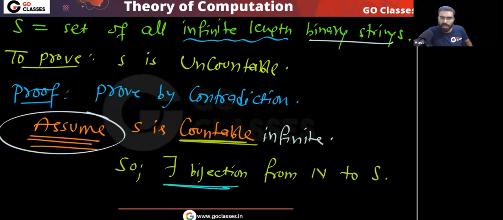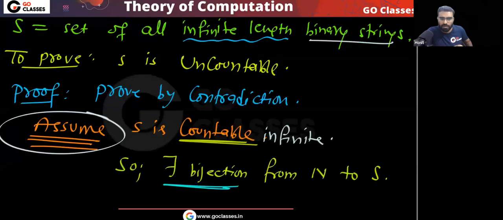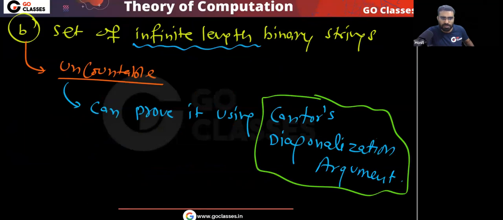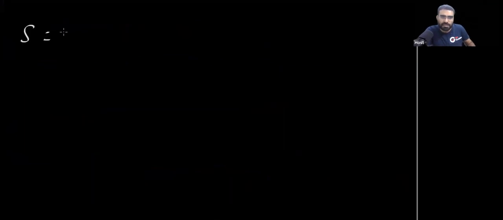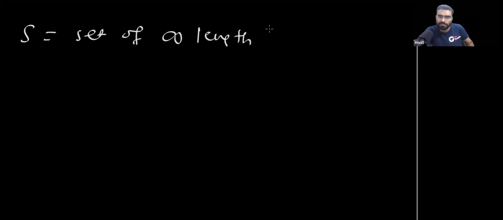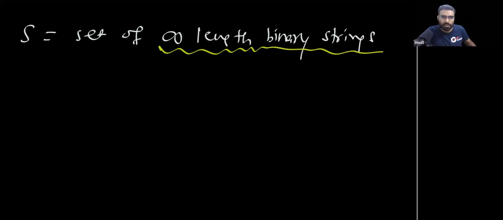Now what you do is take a random bijection. Because remember, if you assume that this S is countable, you already know S is infinite. This S is infinite because your set S is the set of all infinite length binary strings. Tell me how many such strings I can create. So in your set, what do you have?